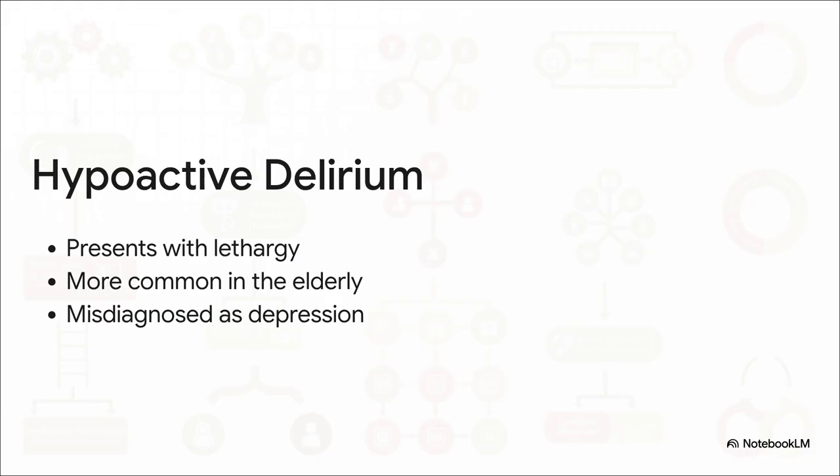Here's a huge exam trap: hypoactive delirium. While we often associate delirium with hyperactive agitation, hypoactive delirium is actually way more common in the elderly. It presents with lethargy, somnolence, and a flat affect. Because of this, it is frequently misdiagnosed as severe depression or even a new stroke. Always check for inattention and fluctuating consciousness.